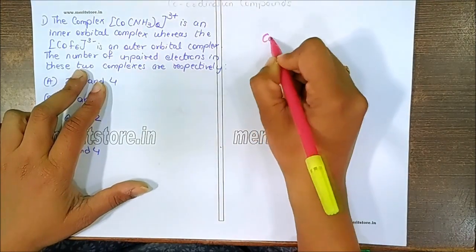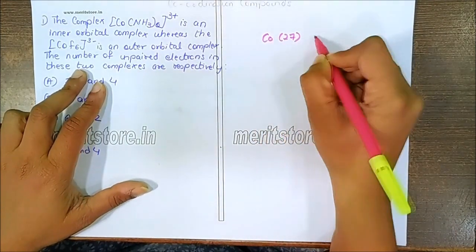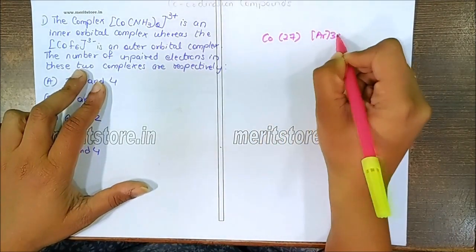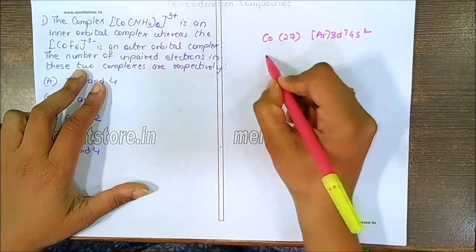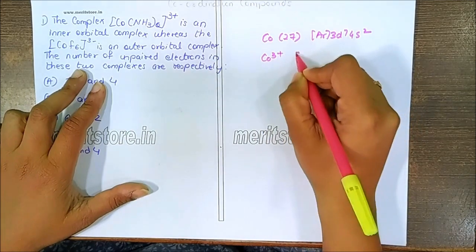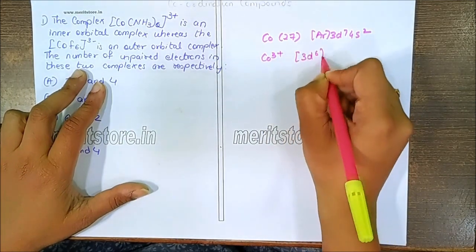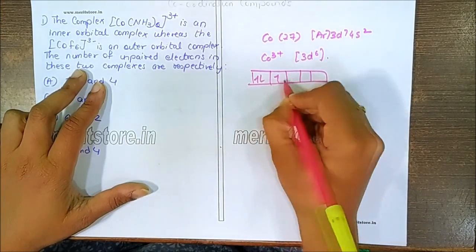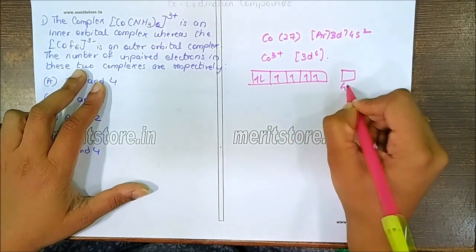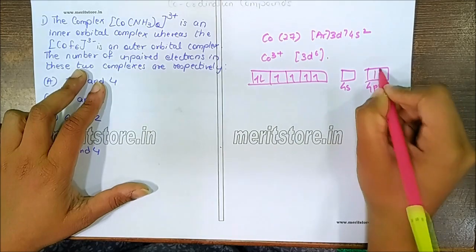Now when I'm talking about cobalt, its atomic number is 27. The configuration is argon 3d7 4s2. In both these complexes, the cobalt is present in its +3 oxidation state. So it should be 3d6. Now when you draw this 3d6, 4s is empty and 4p is also empty.